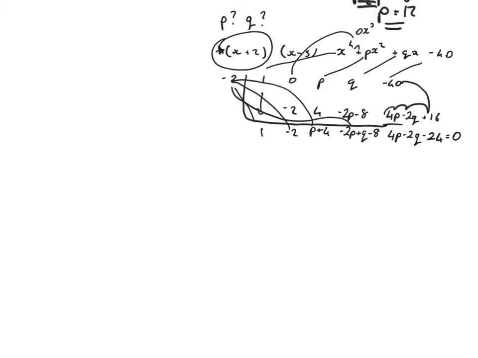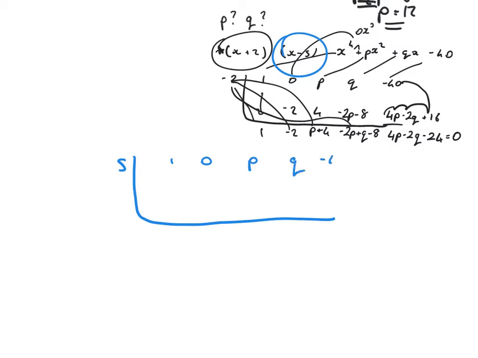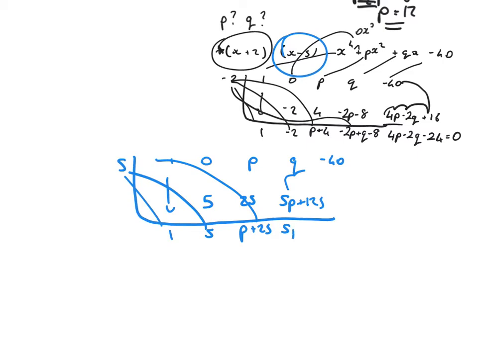Okay, now we also know that x minus 5 is a factor, so that would be 5 up at the side. Again, my coefficients are 1, 0, p, q, and minus 40. Okay, drop the 1 down. 1 times 5 is 5. 5 plus 0 is 5. 5 times 5 is 25. 25 plus p is p plus 25. Multiply that by 5, and that will be 5p plus 125. 5p plus q plus 125.